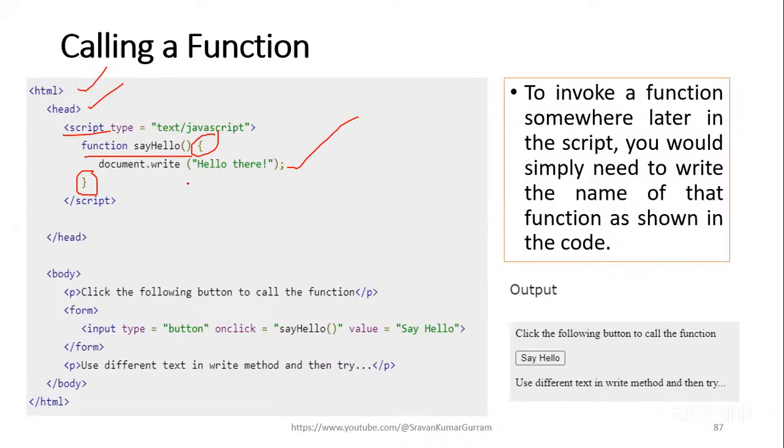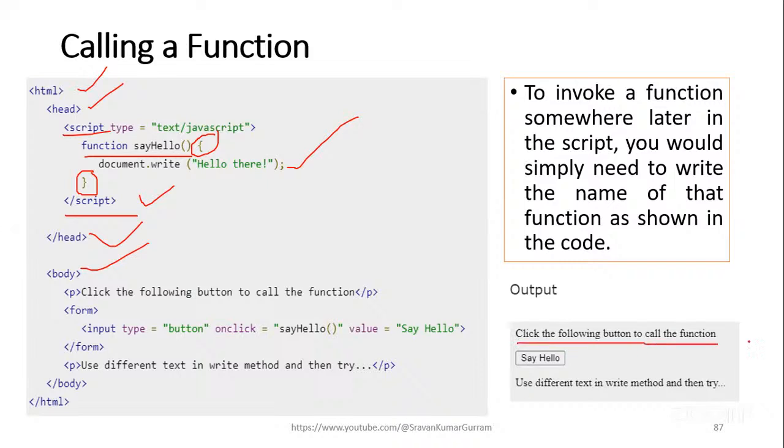Now, yes, this is good. Writing a function definition, writing the logic in the function definition is good. Closing the script. Okay. Closing the head also. And within the body part, see, click the following button to call the function. I want to display the text. Observe here. Click the following button to call the function.